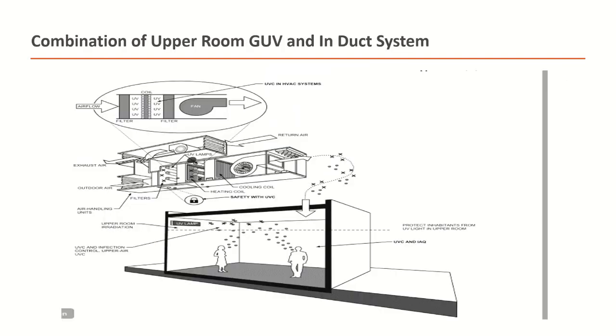Here is an example of a combination of upper room GUV and in-duct system. The image clearly shows use of UV lights before and after the cooling coils. Care should be taken that the material selected in the filter should be resistant to UV radiation or it can destroy the filter. In this kind of systems, it has been found to be very effective. And this type of systems can provide more than 20 ACHs or equivalent ACHs.